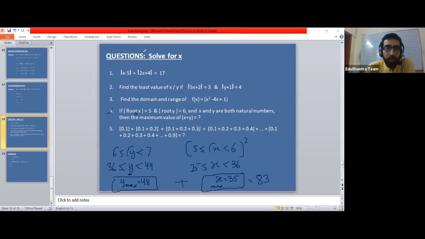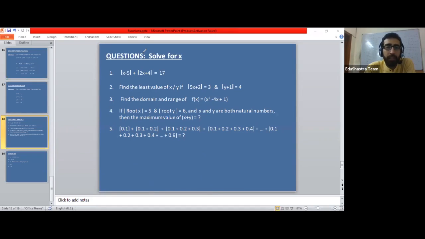In 5, all these square brackets are greatest integer values. Now, what is the greatest integer value of 0.1? It is the greatest integer to the left of 0.1, which is 0. Similarly, the greatest integer value of 0.1 plus 0.2, which is 0.3, is also 0. Of 0.1 plus 0.2 plus 0.3, this is 0.6, also 0. But here, 0.1 plus 0.2 plus 0.3 plus 0.4, the sum is 1. Greatest integer of 1 is equal to 1.